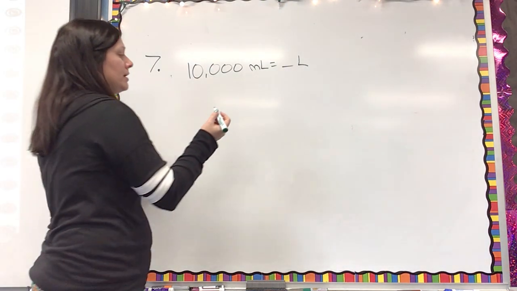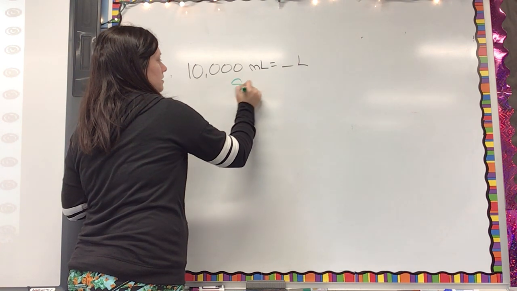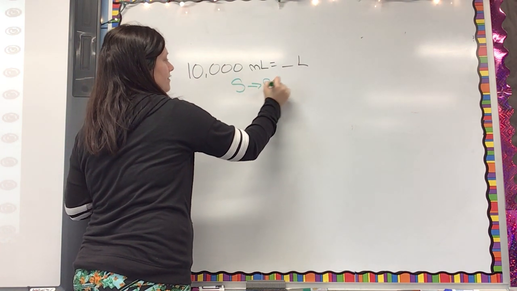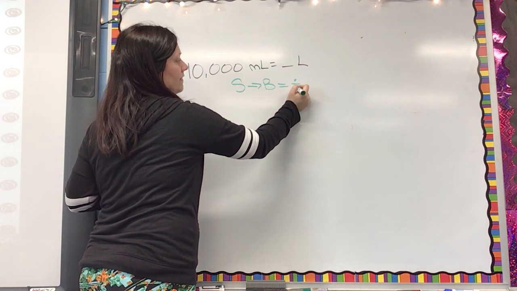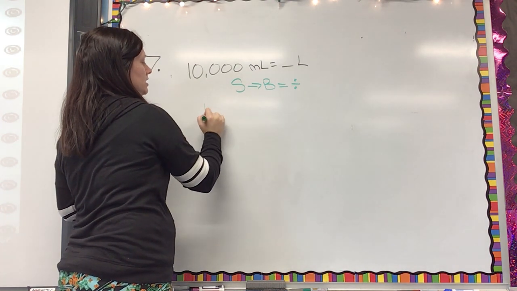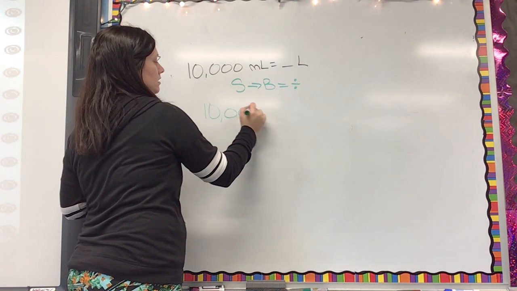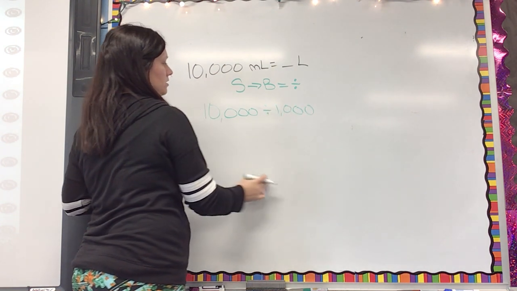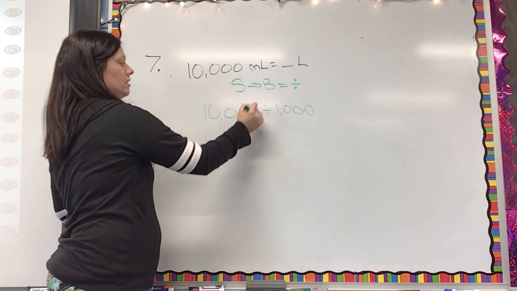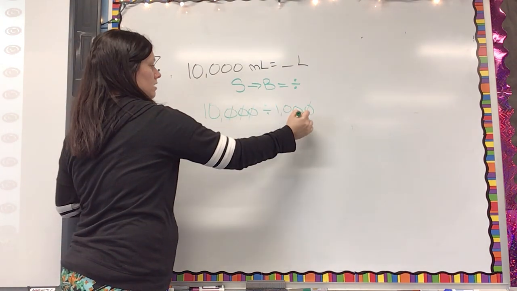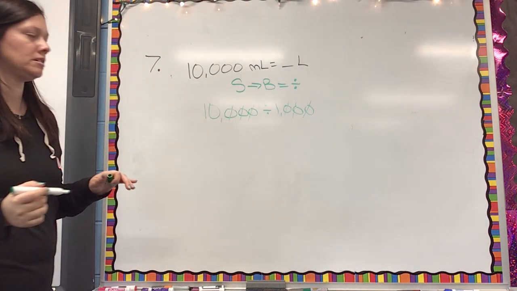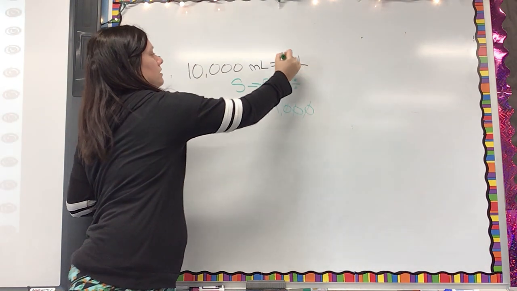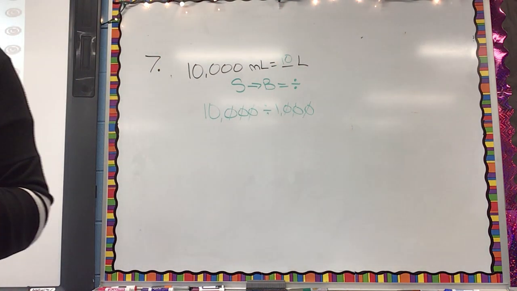All right, am I going small to big or big to small? Small to big, which gives me what kind of computation? Division. And so I'm doing 10,000 divided by what? 1,000. So my zeros can do what? Cancel each other out. And what's going to be my answer? 10. 10 liters.